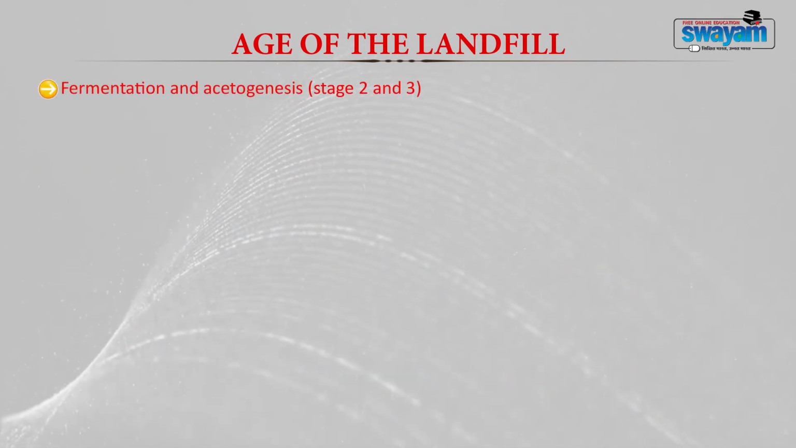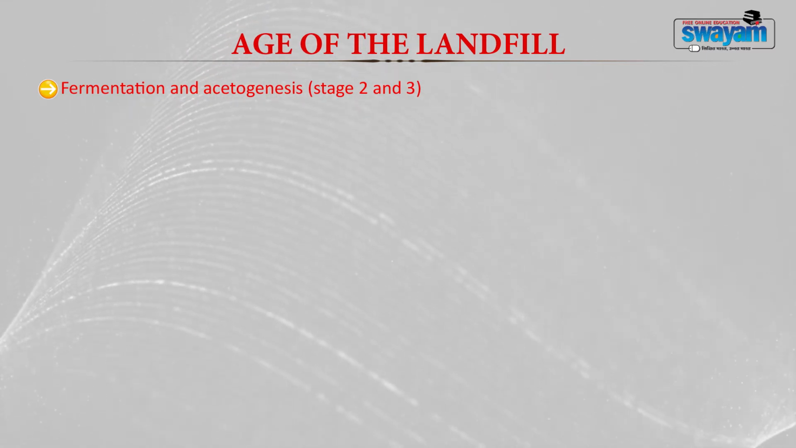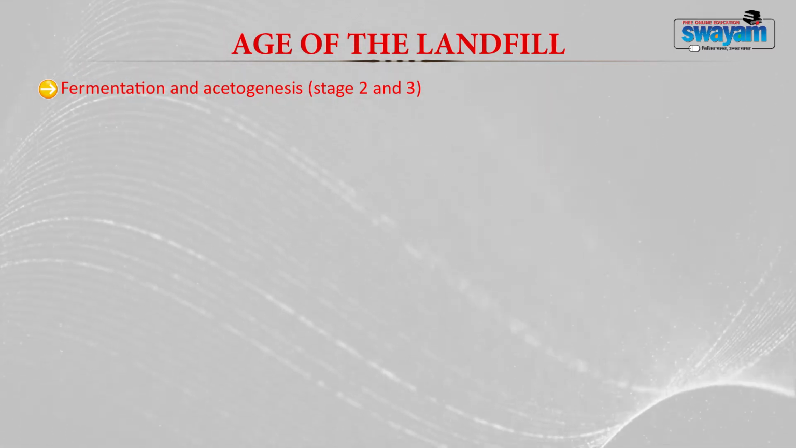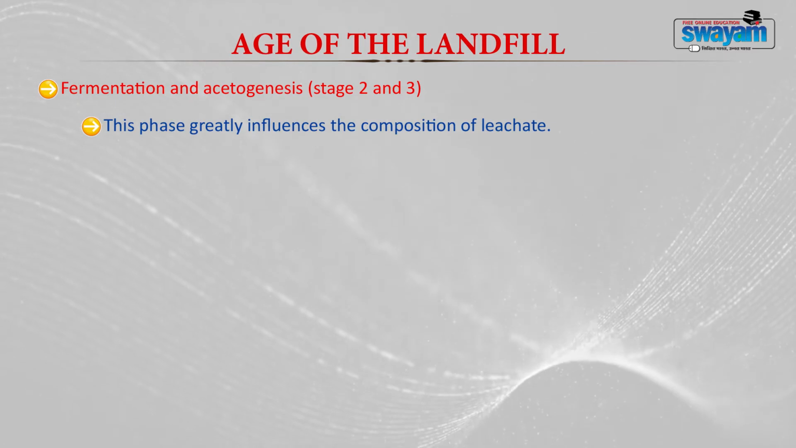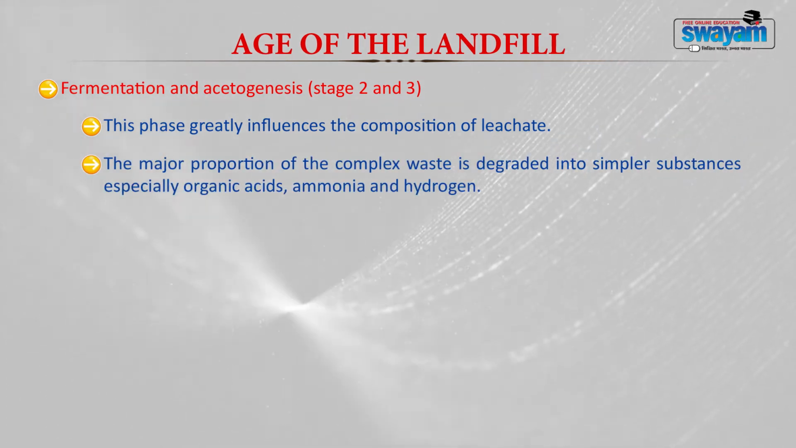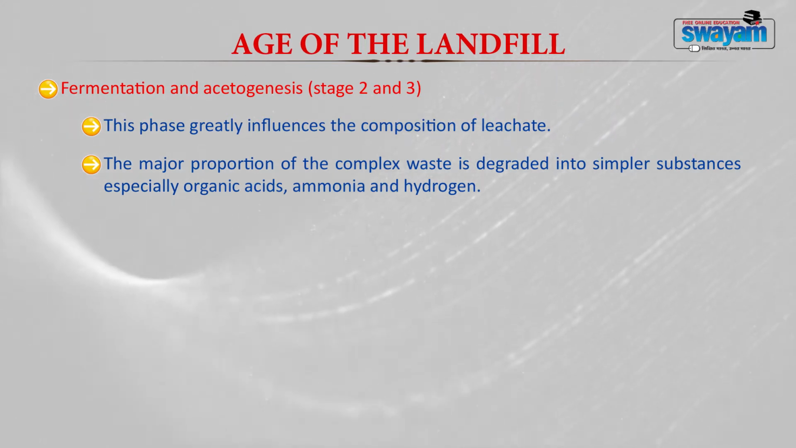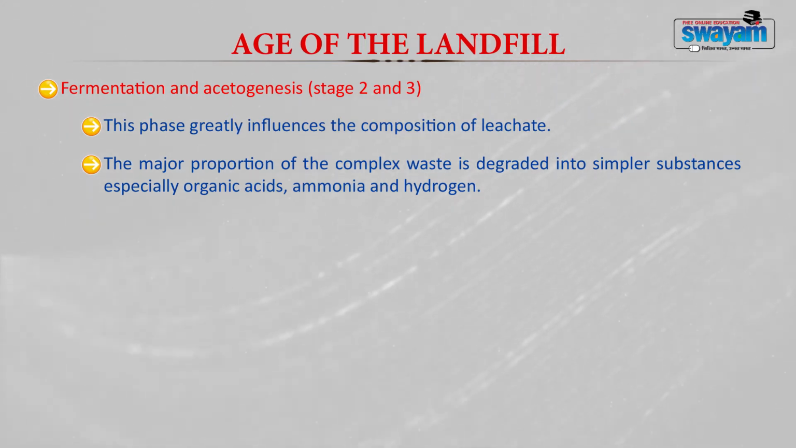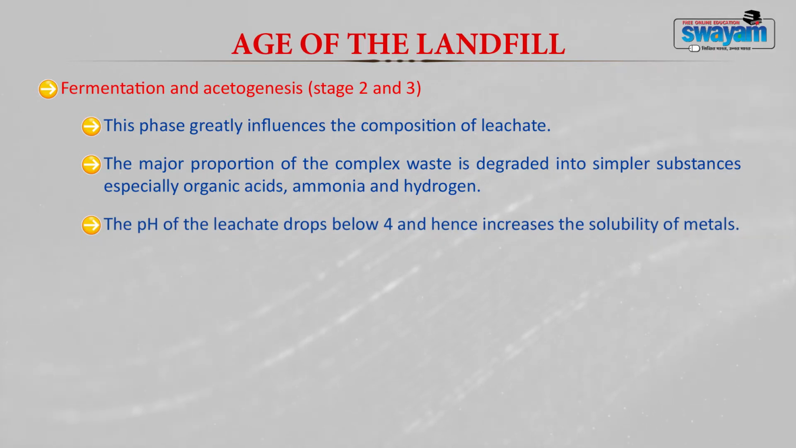The second and the third stages, that is the fermentation and acetogenesis phases, again influence the composition of leachate greatly. The major proportion of complex waste is degraded into simpler substances like organic acids, ammonia and hydrogen. Here the pH of leachate drops below 4, and because of that the solubility of metals increases.